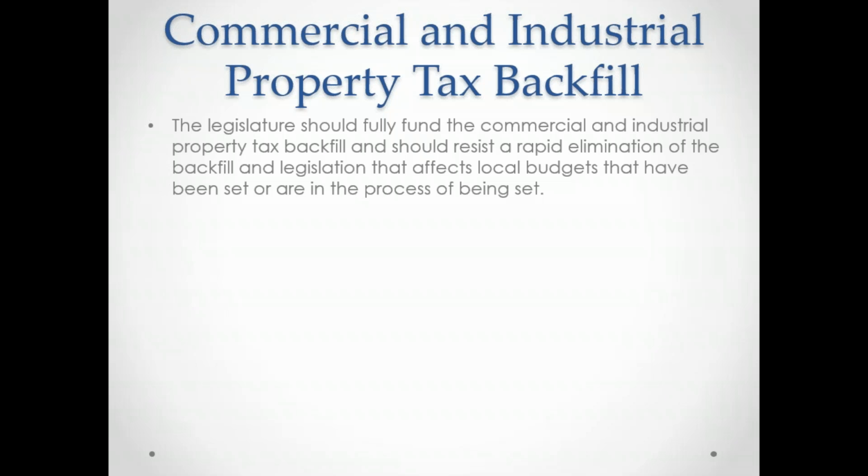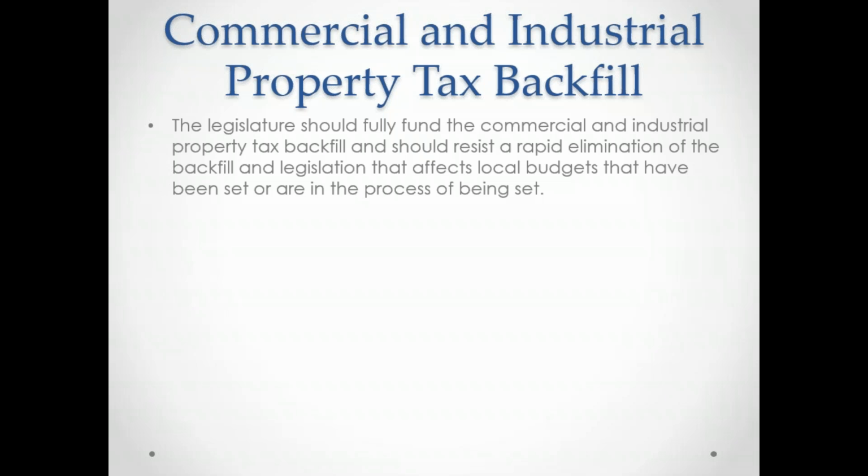Our second top priority is on the commercial and industrial property tax backfill. As you all are very well aware, in 2013 there was a large property tax relief bill, and as a part of that, along with a legislatively imposed rollback on commercial and industrial property to 90%, the state agreed to what was at the time an unlimited standing appropriation to make up for future lost revenue to local governments. In 2017, that became a limited appropriation, but still a standing appropriation.